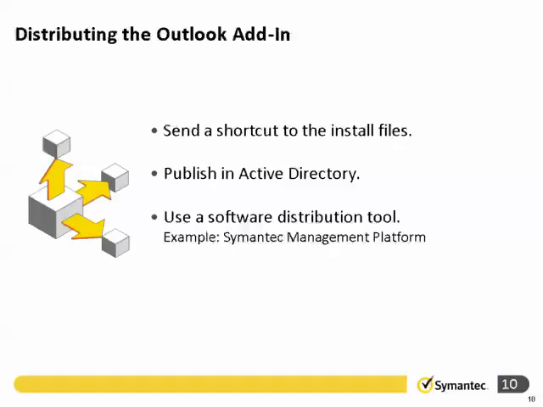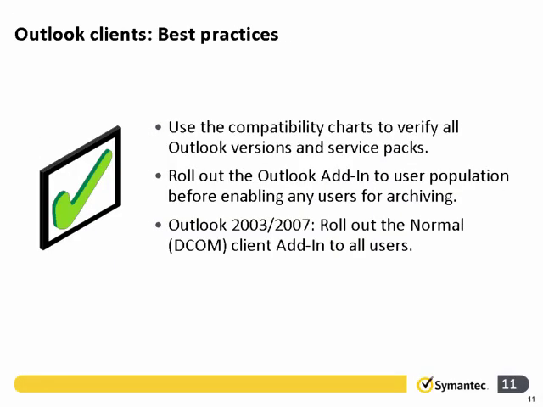Some best practices to consider when you're starting to distribute and use the Outlook client with the Outlook add-in: Verify the compatibility chart to make sure that you do have the most recent version of the Outlook add-in and that your Outlook add-in matches the version of Microsoft Outlook that you are using. You should typically roll out the Outlook add-in to all of the users of Enterprise Vault prior to enabling their mailboxes for archiving. And then for the 2003 and 2007 clients, we recommend rolling out the normal client, which is the DCOM version, to all the individual users.